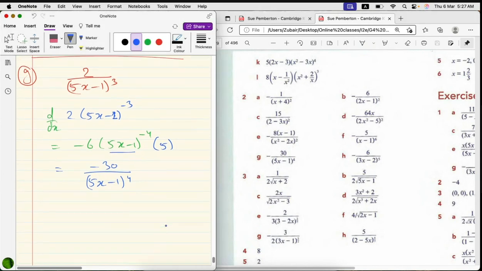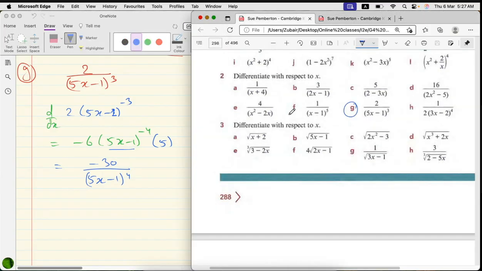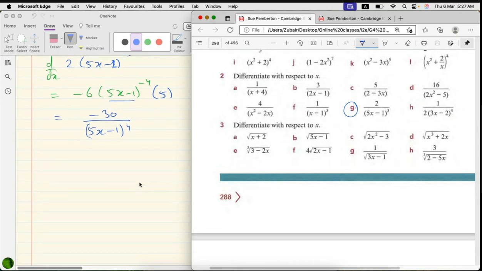Can you figure out where you missed something? I think I messed up probably in the power section with decreasing it, and then I should have got a negative 30. Yeah. Okay. And then again, we put it underneath, so it would be negative 30 over (5x minus 1) to the power of 4. Okay. Yeah.